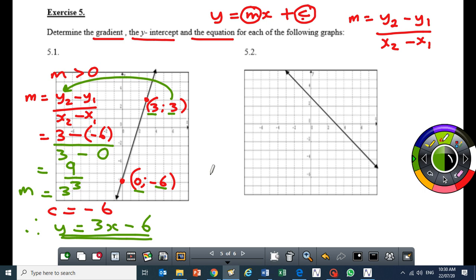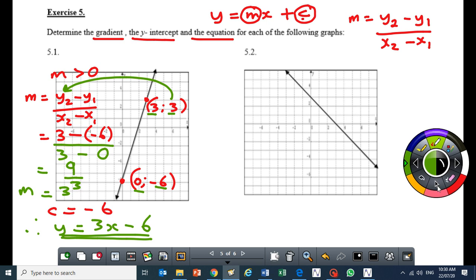Okay? So I need to identify my y-intercept. My y-intercept is there. Based on the graph, at that point, y is equal to 3. So at this point here, x is 0 and y is 3. So my c is going to be equal to 3.